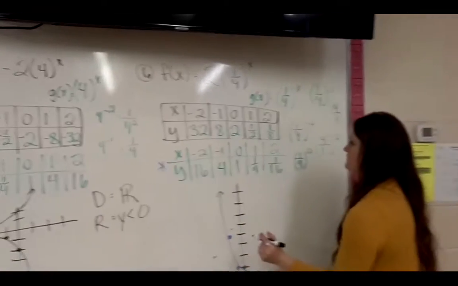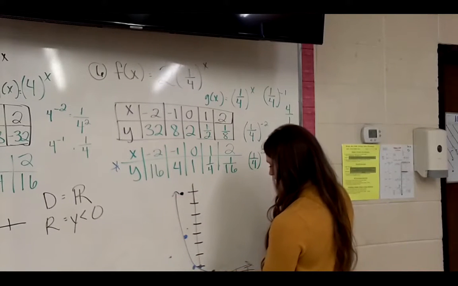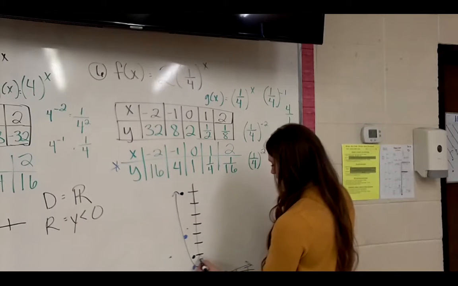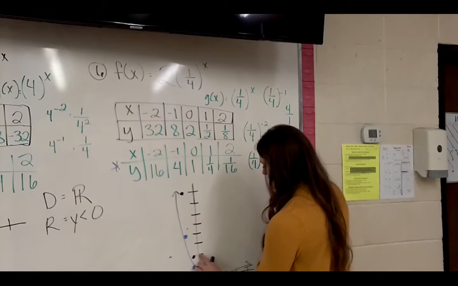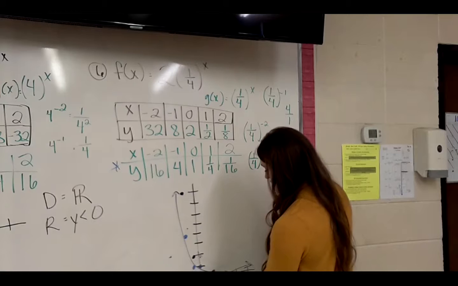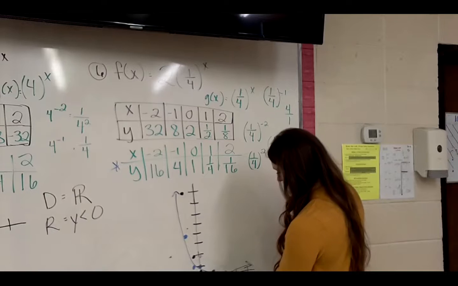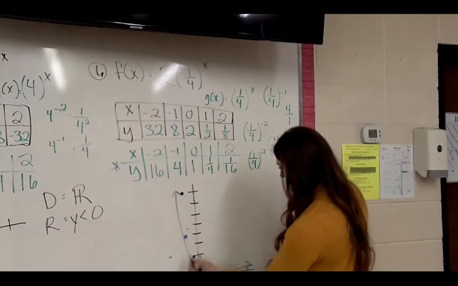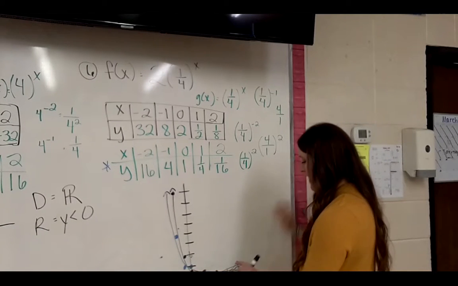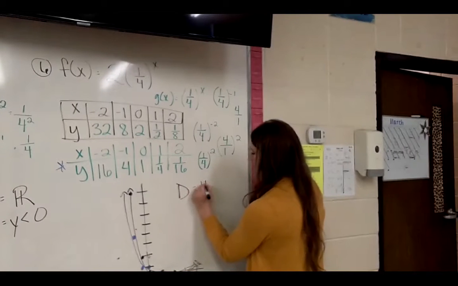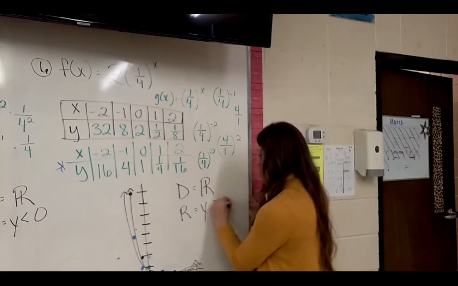So then our new function, we have negative 2 at 32, negative 1, 8, 0, 2, 1, 1/2, 2, 1 over 8. So there's our new one. Okay, so our domain, again, looking at the x-axis, is all real numbers, and our range, or your y, is greater than 0.